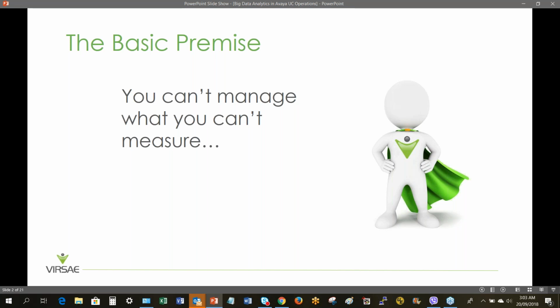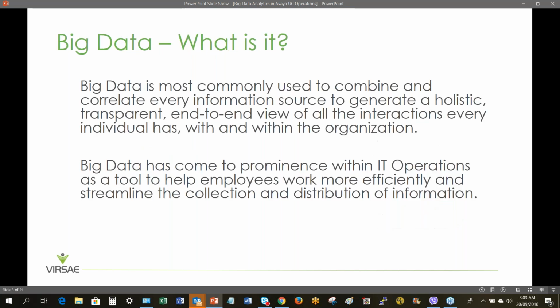I guess the basic premise that we always go back to at Virsae is that you can't manage what you can't measure. So, the old management adage. And with big data and big data analytics, you certainly get plenty to measure and plenty to manage. So big data is one of those industry terms that's come along reasonably recently. And I guess a lot of you on the call will be thinking, what is that and how does it really apply to my day job in managing an Avaya UC environment?